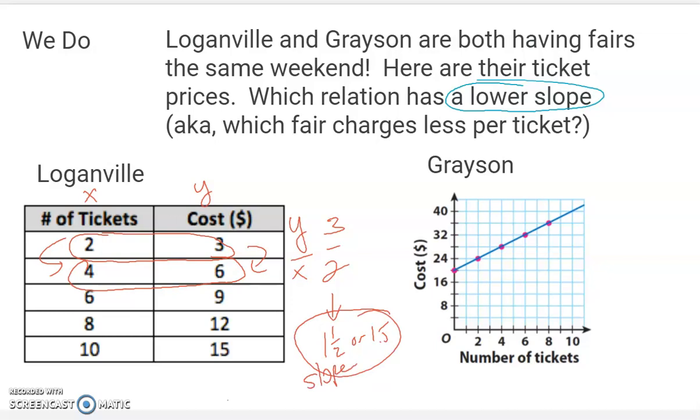What about the Grayson Fair slope? Well, looks like either strategy is available to me here. I think I could do the x changes by 1, y changes by what? Or I could pick easy ordered pairs. They're available to me as well. Since the graph's so small, I may do easy ordered pairs. My little triangle there is going to be awfully little. I'll pick maybe those outer two ordered pairs there and there and find my y to x ratio.